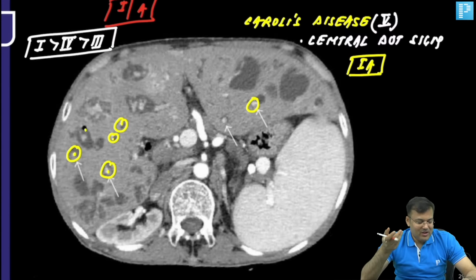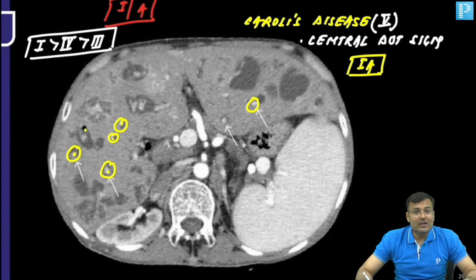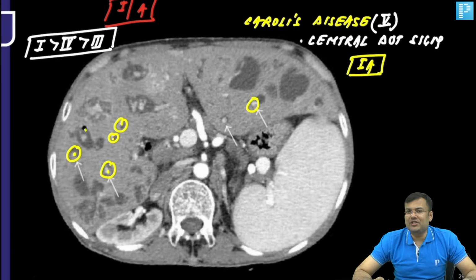Okay? 1, 4, 3. So, you will not forget now. 1 followed by 4 followed by 3. Clear? So, this is choledochal cyst. Very important. We are expecting a question from choledochal cyst in the upcoming exam. Next.